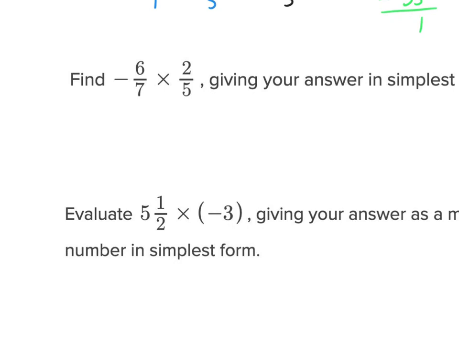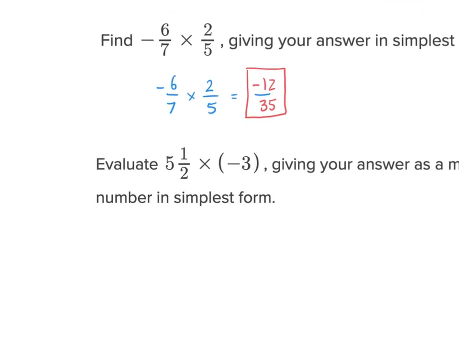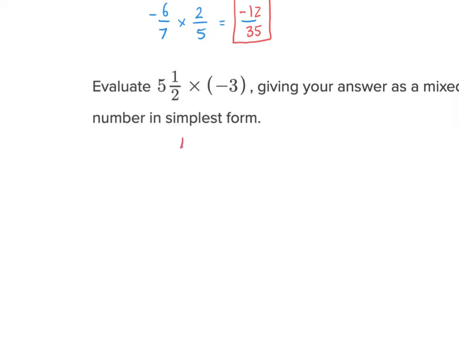Okay, let's take a look at this next one. When you multiplied negative 7/6 times 2/5, what did you get here? You should have gotten negative 12/35, and remember, that's as simplified as it goes, so you're done on that one. My next one, when you have a mixed number, what do you have to do first? Turn it into an improper fraction, then you can do your multiplication.